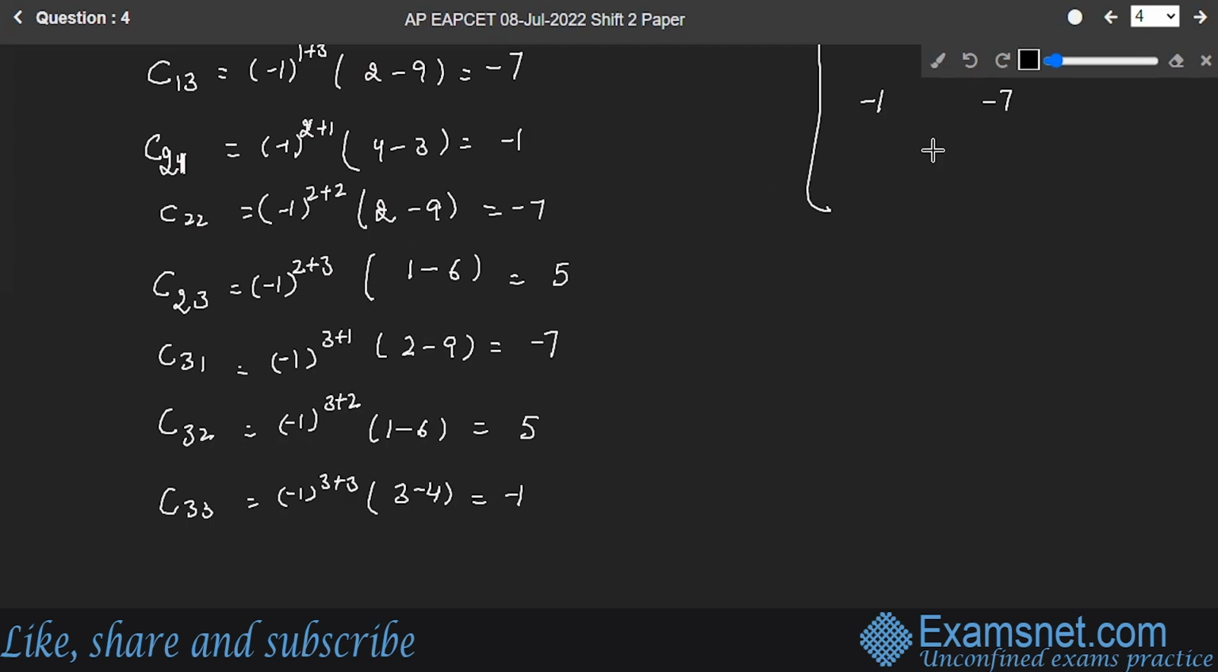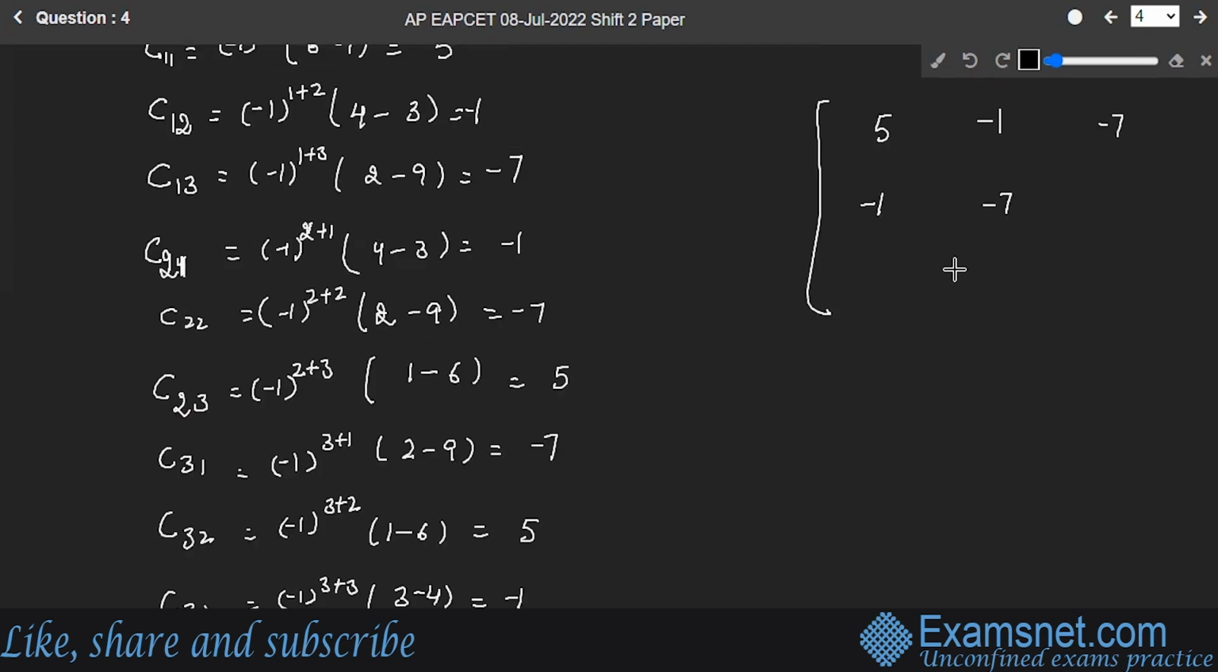So let's write down. Let's complete the cofactors. So here you have 5, minus 7, 1, 5, and minus 1. These are the cofactors. So let this be something equal to B. This matrix represents cofactors of matrix A, right?